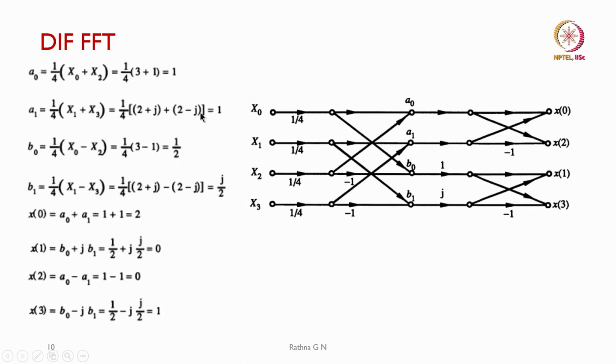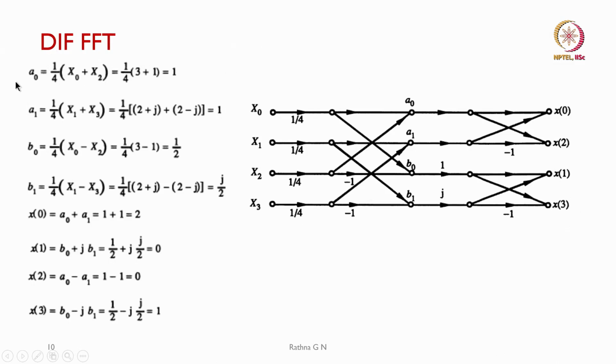So, what is it? Here x 0, x 1, x 2, x 3 are in sequence and our output will be out of order. That is the bit reversed output that we will be getting: x of 0, x of 2, x of 1 and x of 3. This we call decimation in frequency FFT.